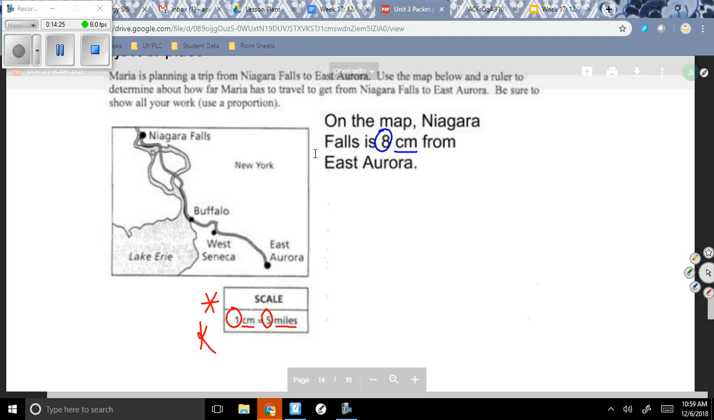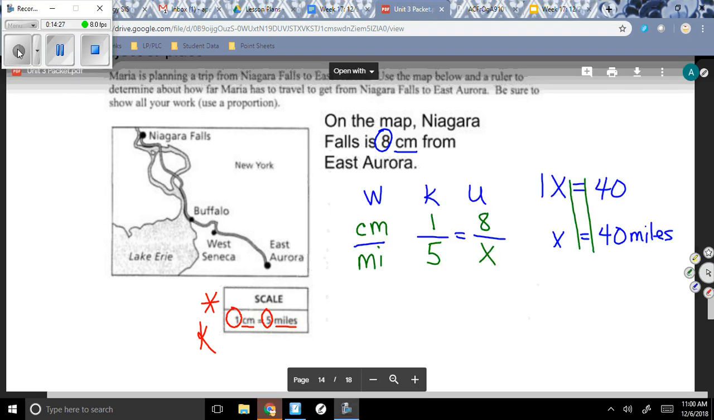And now I want you to try setting this one up on your own. All right, so in our last example, you should have gotten 1x equals 40. And remember, that just means the same thing as x equals 40. So you should have gotten 40 miles. And that concludes our notes on similar figures.